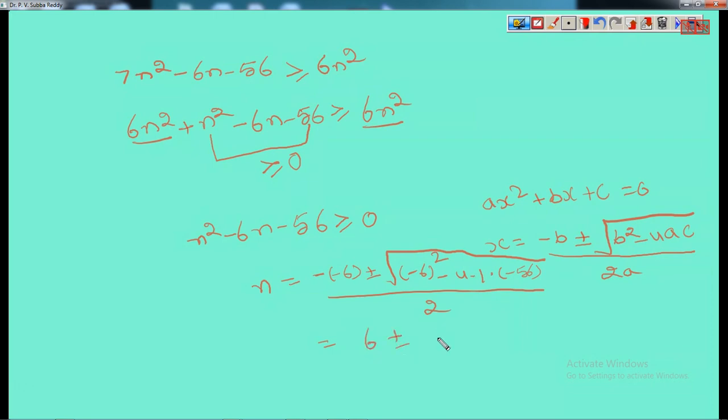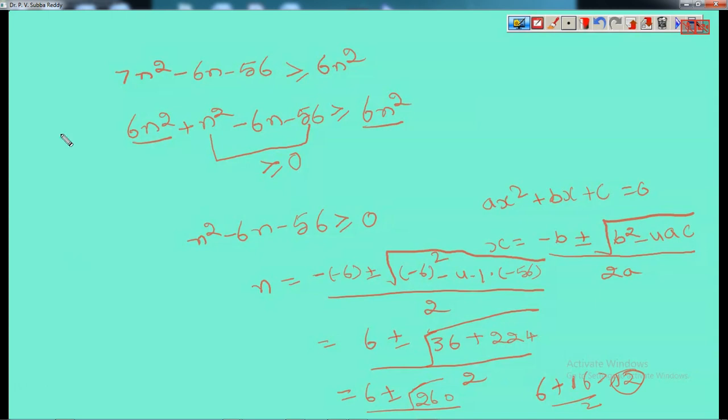That is, what is the value of n? 6 plus or minus 36 minus into minus plus 224, divided by 2. So what is this value? 6 plus or minus square root of 260 by 2. What is the square root of 260? 15 square is 225, and 16 square is 256, so it is smaller than 16. So if you take it as 6 plus 16 by 2, that is 22 by 2, 11, take greater than or equal, this is 12.